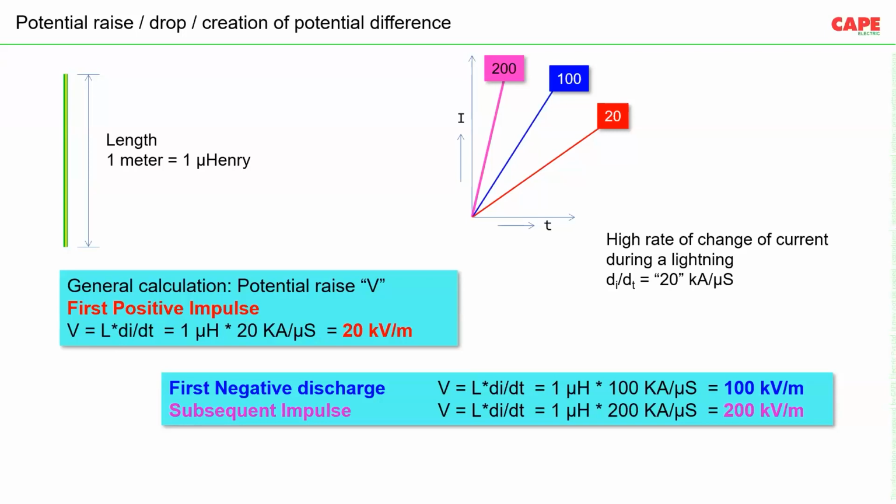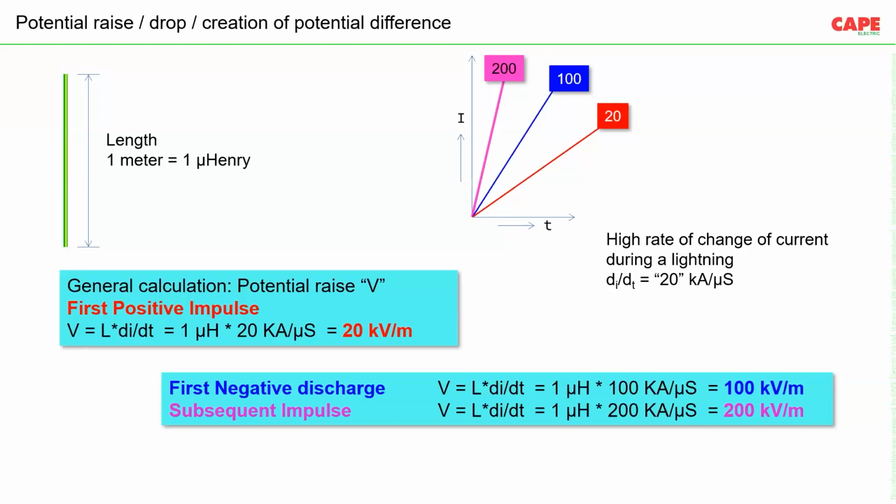Now, we all know that voltage is equal to L di/dt. L is nothing but the impedance. Impedance in this case is 1 microhenry. So in case of the first positive impulse, the di/dt was 20 kiloamperes per microsecond, so the total voltage drop across 1 meter of wire is around 20 kV per meter. Similarly, in case of the first negative discharge, di/dt was 100 kiloamperes per microsecond. Once we consider impedance to be 1 microhenry, the potential drop across 1 meter of wire length would be around 100 kV per meter.